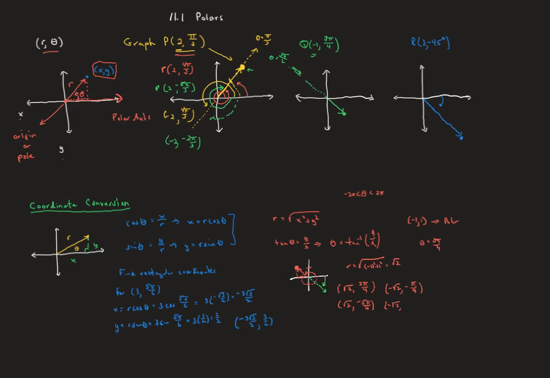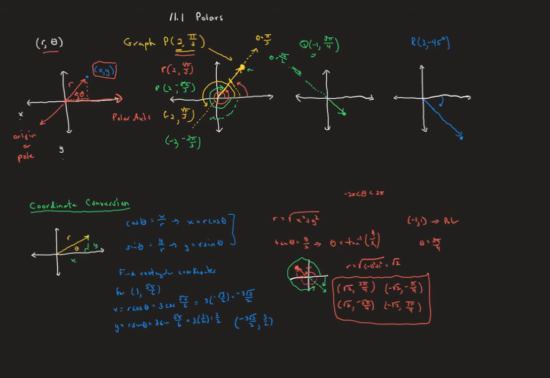Likewise, we could do negative square root of 2 and choose that positive angle, which I believe is going to be 7 pi over 4. So there are 4 versions of those ordered pairs, those polar coordinates for that rectangular point, (-1, 1).